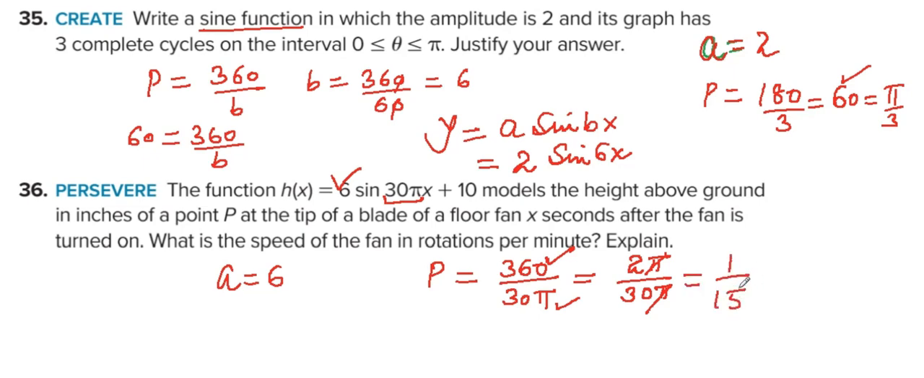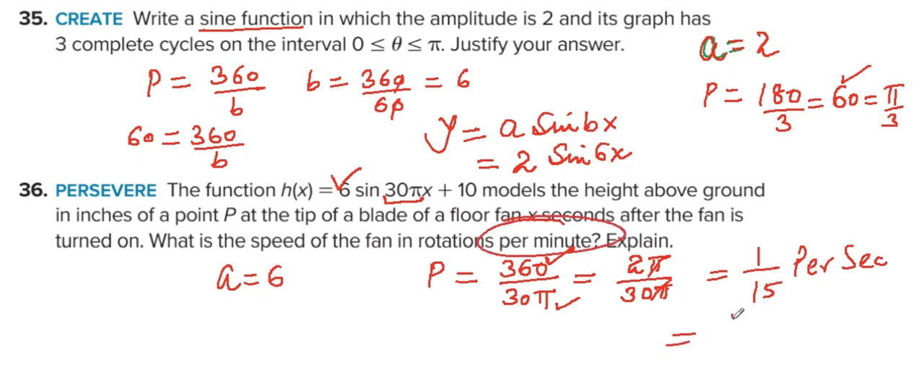What are they asking us? After pi and pi cancel out, 2 divided by 30 is 1 over 15 per second. Now we have to change it to minutes because they said find it per minute. So 1 over 15 second. How do we change seconds into minutes? Multiply by 60, which is 1 over 900 per minute. So remember this is your answer. This is question number 36.